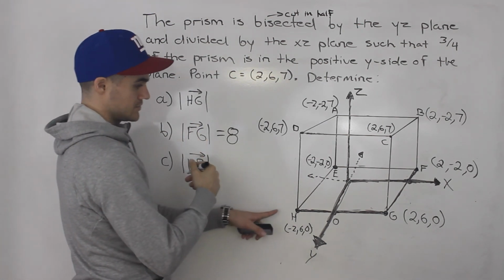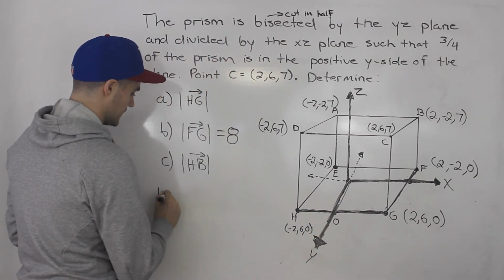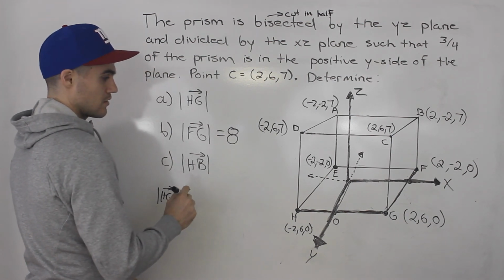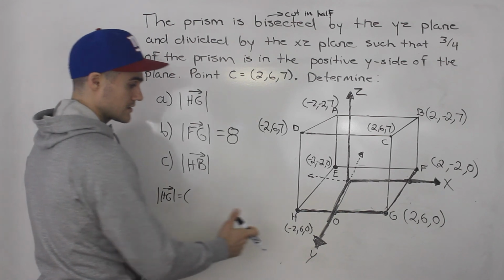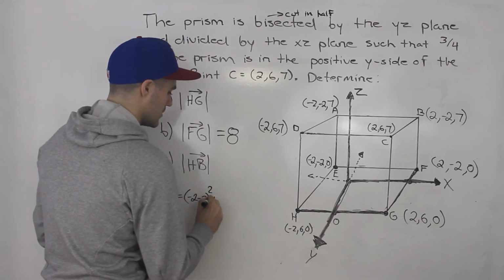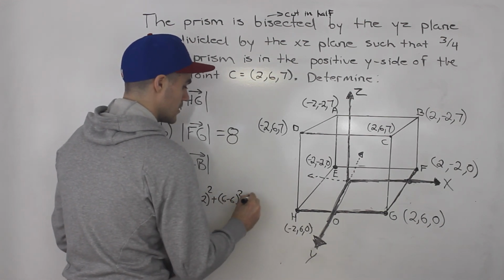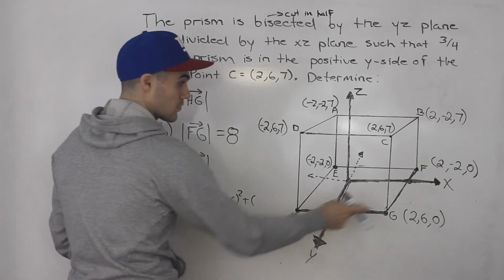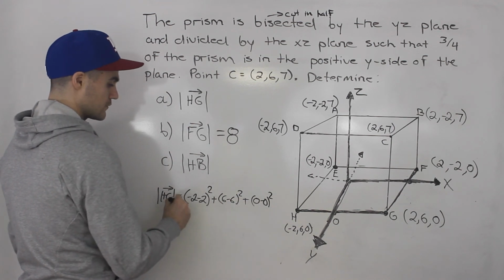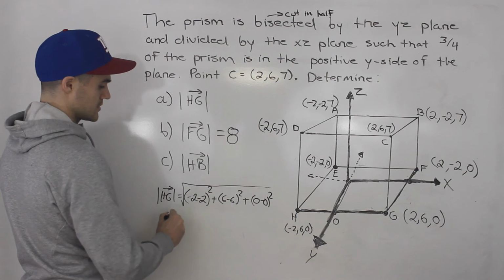So we're finding the magnitude of H and G. And what is the magnitude formula? Well, we basically have to take the difference in all of the coordinates. So we got -2 minus 2 squared plus the difference in the y values, so 6 minus 6 squared, plus the difference in the z value, so 0 minus 0 squared. Sum those square differences up and then square root the whole thing. That's the formula for the magnitude.